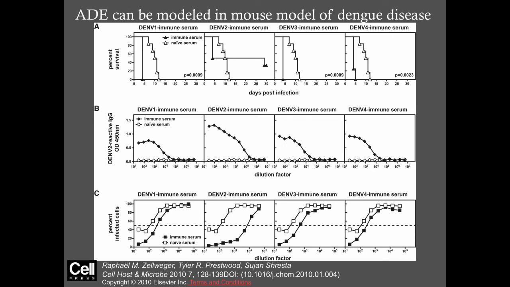There's a fair amount of evidence for this, and it's also been modeled in a mouse model of dengue infection, shown here. So this is a mouse infected with dengue 2.